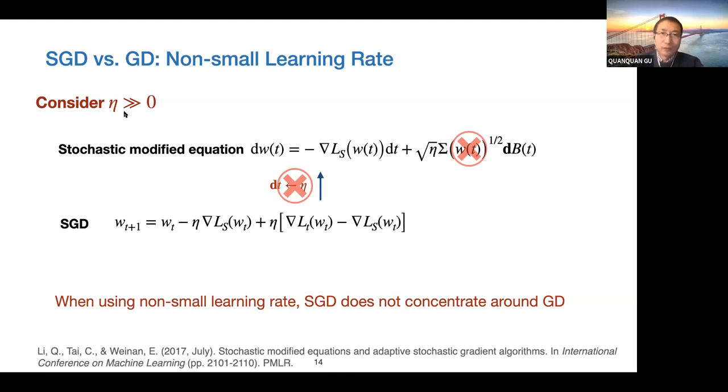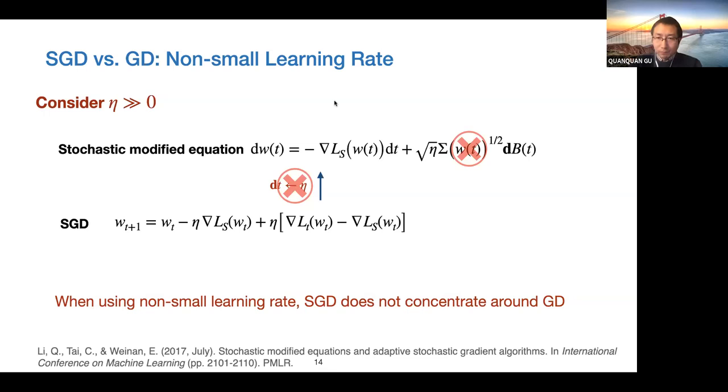For example, the learning rate of 0.1, which we just saw in the CIFAR-10 experiment: in that setting, you cannot use a stochastic modified equation to approximate SGD. Also, when the learning rate is not small, the Brownian motion term, because the square root of eta is still a constant order term, not a little o(1) term, you cannot throw it away. So the previous equivalence between SGD and GD cannot be established anymore. This is why, in the moderate learning rate setting, the behavior of SGD and GD should be different.